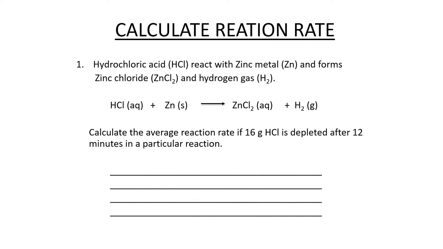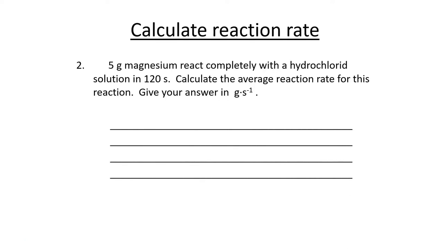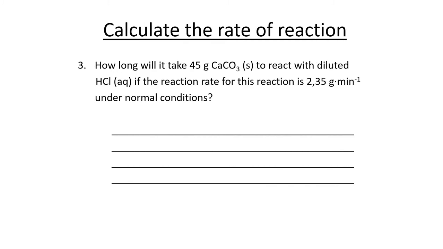Okay, so here's your first problem and your second problem. Both of them are the change in mass. You have 5 grams magnesium in hydrochloric acid. I suggest you pause the video to quickly do this one. There's 2 more coming. Another one, but this one you have the reaction rate. You need to calculate the time. Pause the video and quickly do this one.